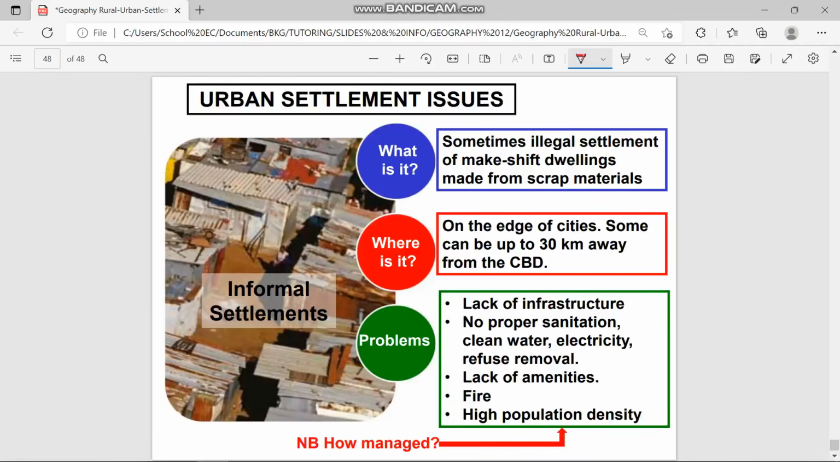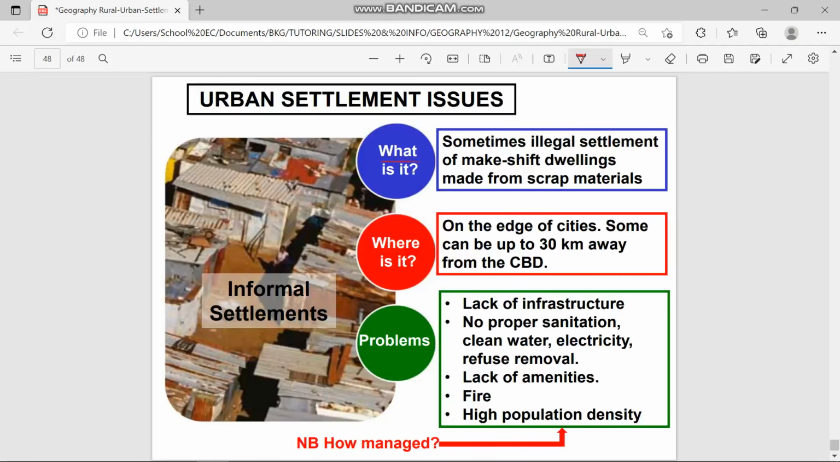Okay, so let's move to urban settlement issues, informal settlements. Mind you, I said to you, informal settlements are settlements that are not planned at all. People just come and put up their settlements made of plastic, wood, and zinc. What is it? That's a question.